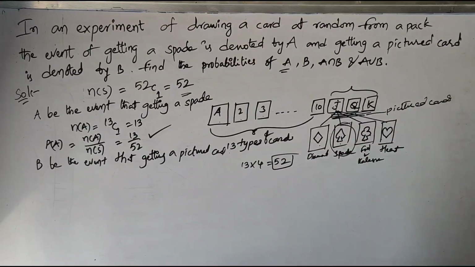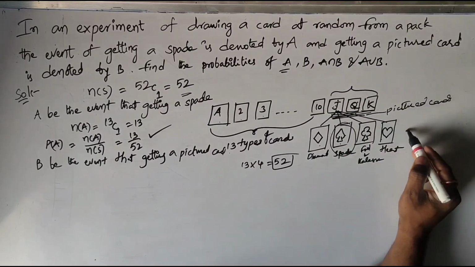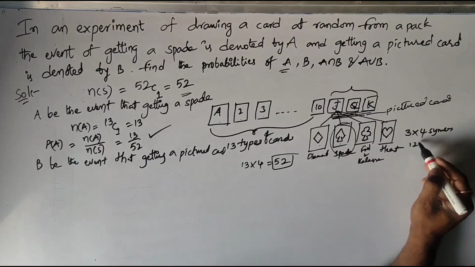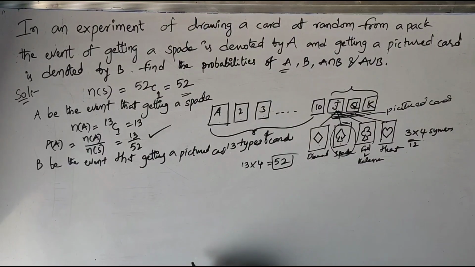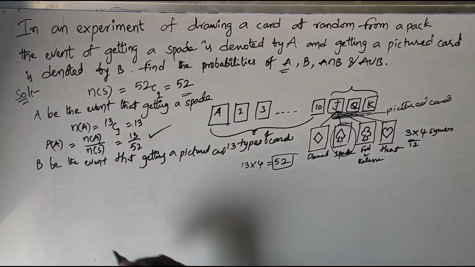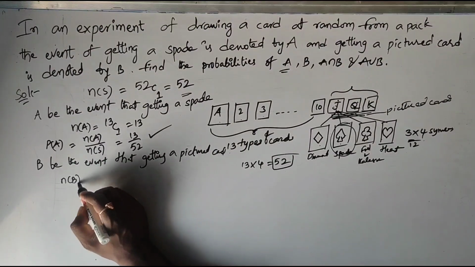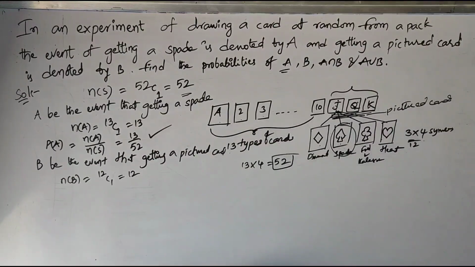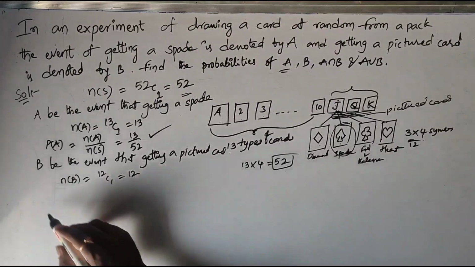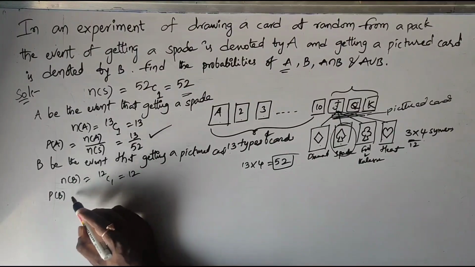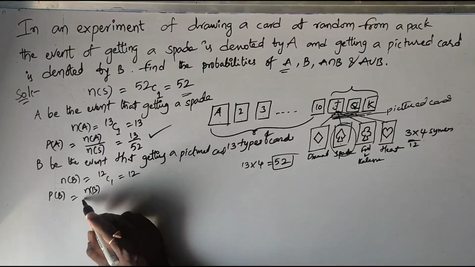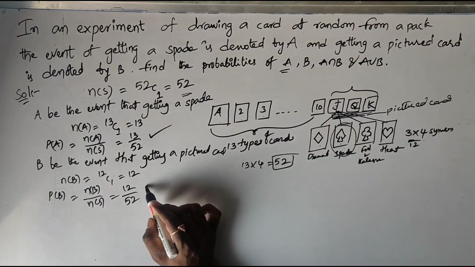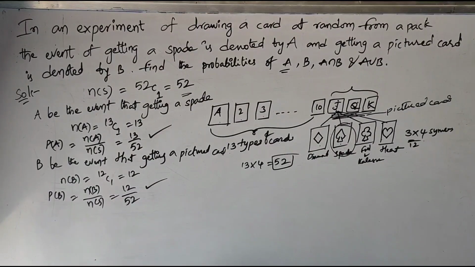So 3 picture cards into 4 symbols. How many are there totally? 12 picture cards exist here totally. So we write here n of B, the number of elements of B, that is nothing but 12 C1, so we get 12. Now we find the probability of B. P of B equals n of B by n of S, that is nothing but 12 by 52. So P of B is also completed.